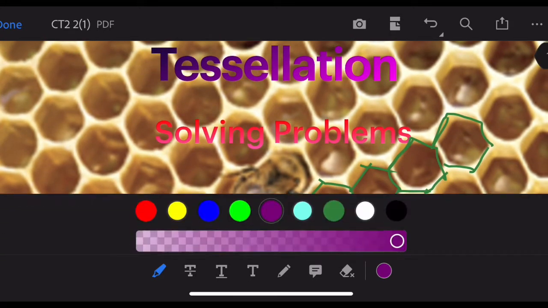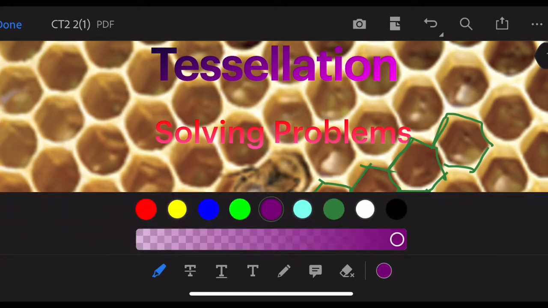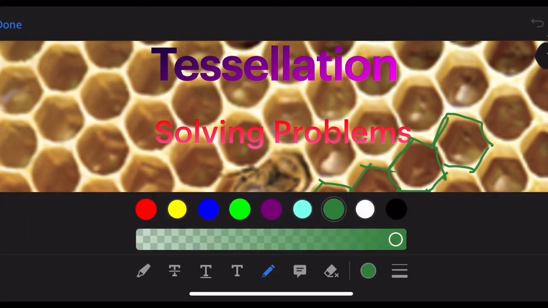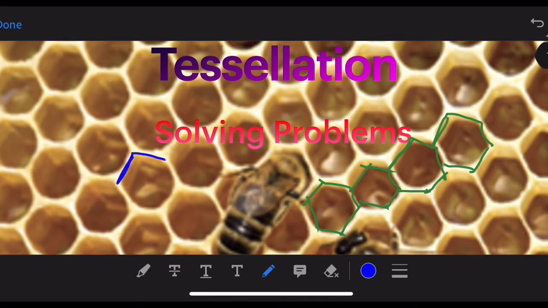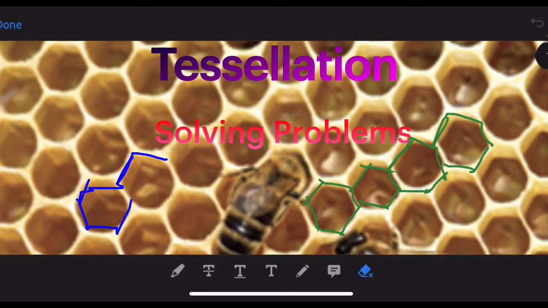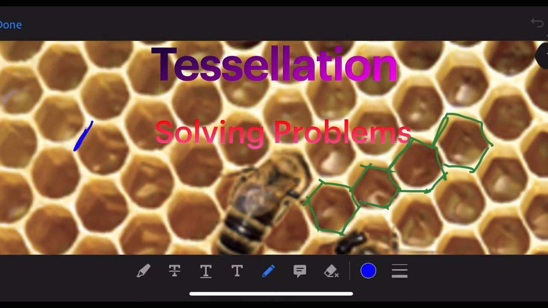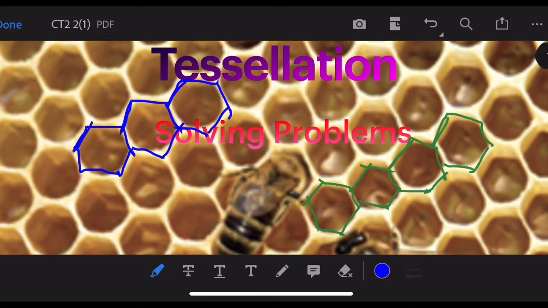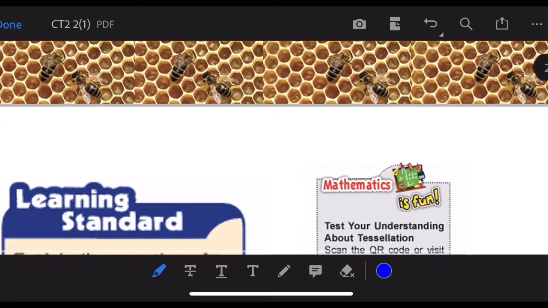Tessellation means that the shape or the pattern is repeating without overlapping, and the shapes are in order, with the same angle, same side, exactly the same. They keep on repeating non-stop, the same shape. So this is called tessellation.